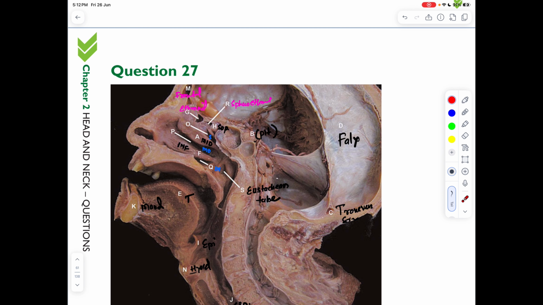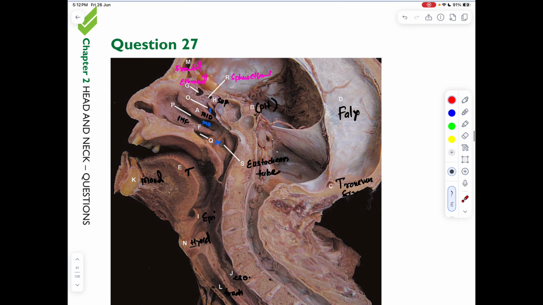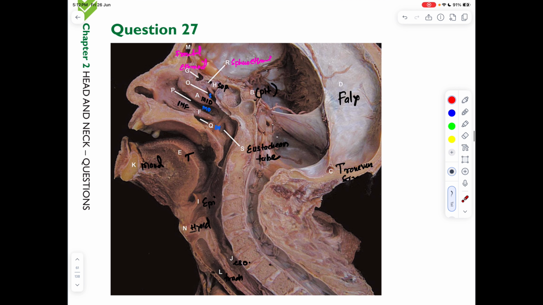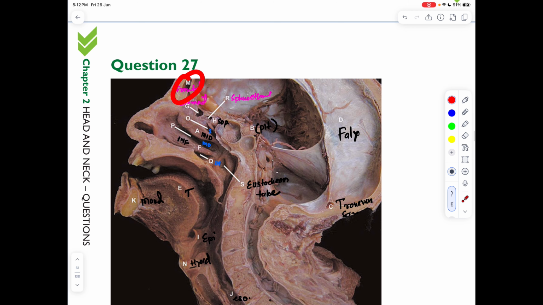Then I, this one is epiglottis. J, this one is esophagus. K is the mandible. Then there is M. M is the frontal sinus. O is a sphenoidal sinus. Then there is superior meatus. Then P is middle meatus. And Q is inferior meatus.